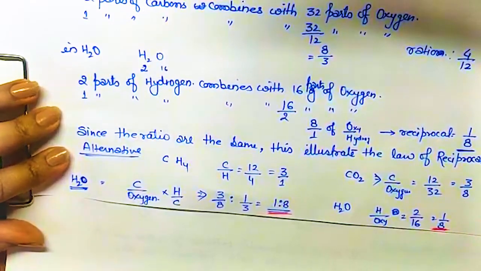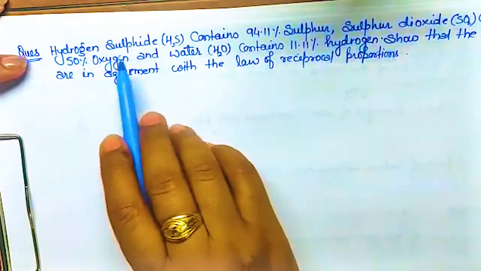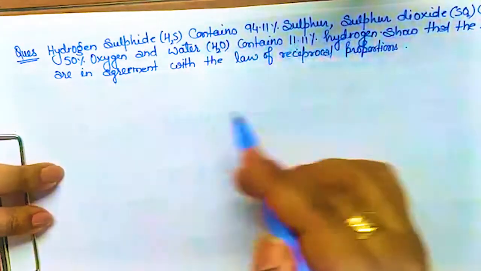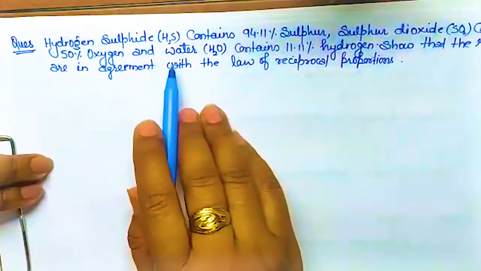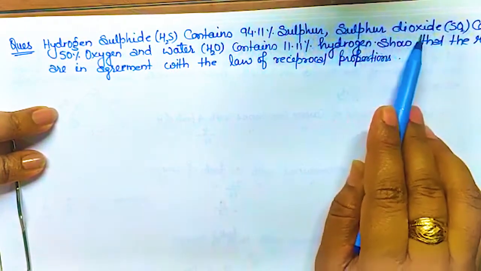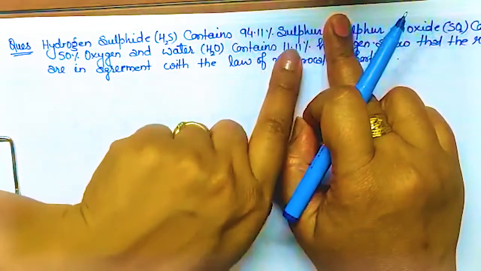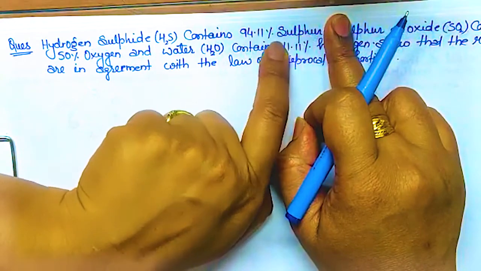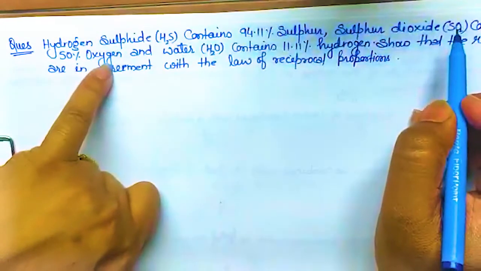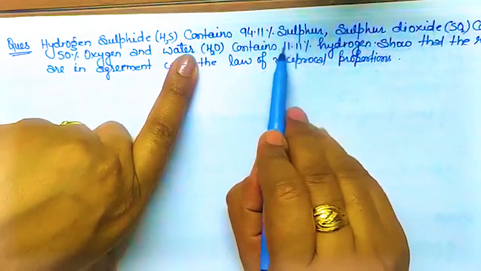Okay. Let's do one question based on multiple proportion. Hydrogen sulfide. In that case, we have just done the atomic mass form. Okay. Here it is percentage way given. Another question. So hydrogen sulfide H2S contains 94.11% of sulfur. Sulfur dioxide SO2 contains 50%. Like in this, hydrogen sulfide contains only 94.1%, so rest will be hydrogen, isn't it? Next is sulfur dioxide contains 50% oxygen. That means rest will be sulfur. And water contains 11.1% hydrogen.